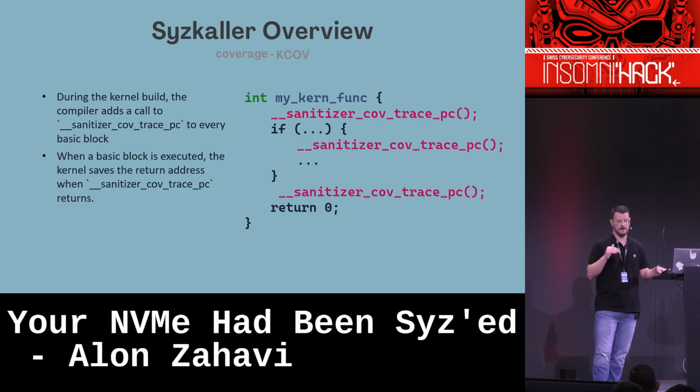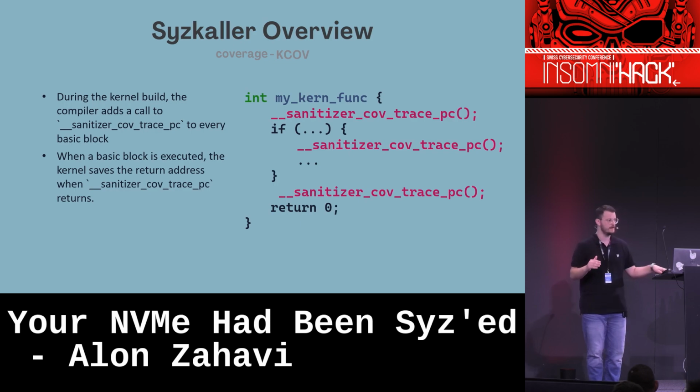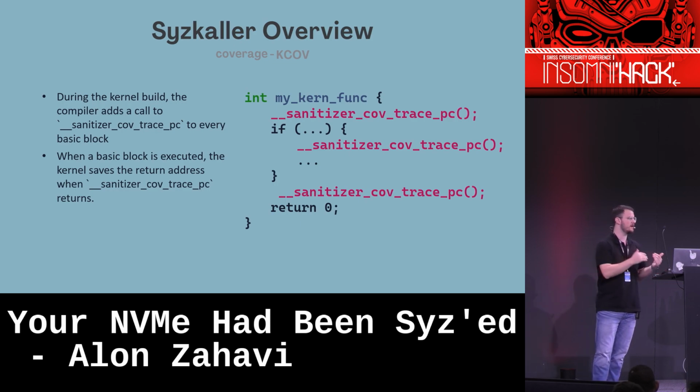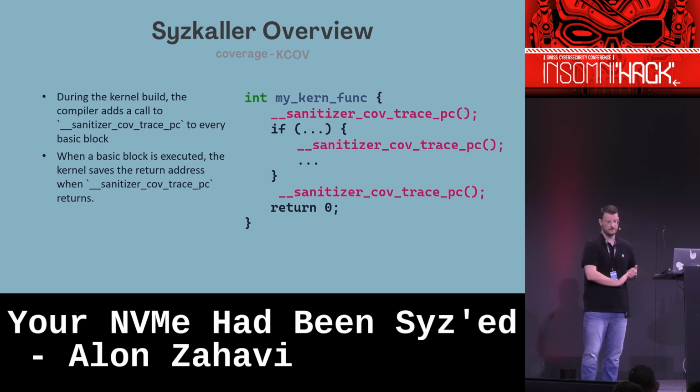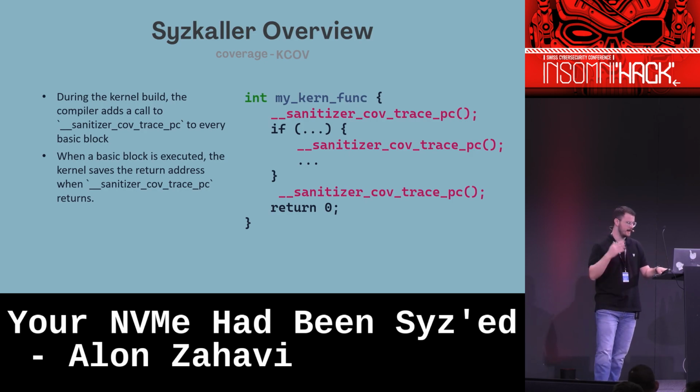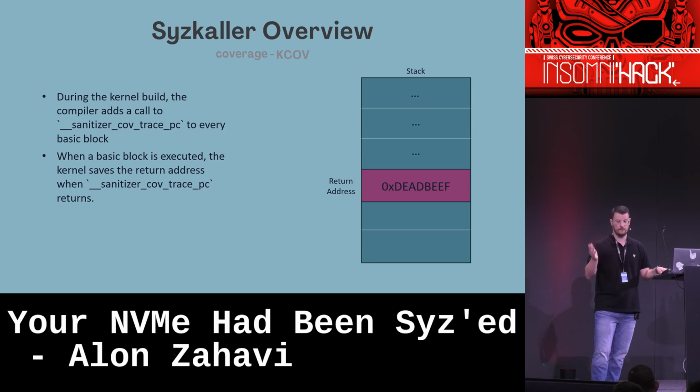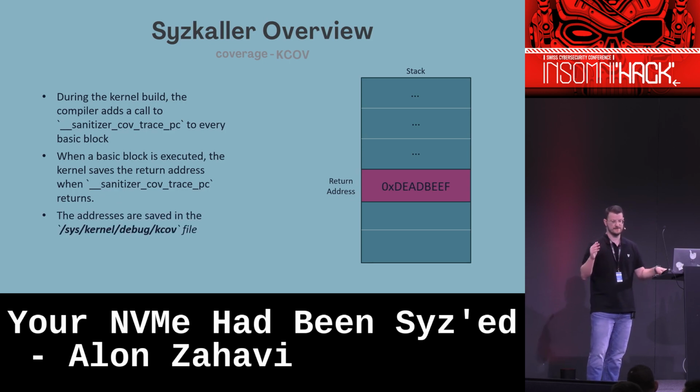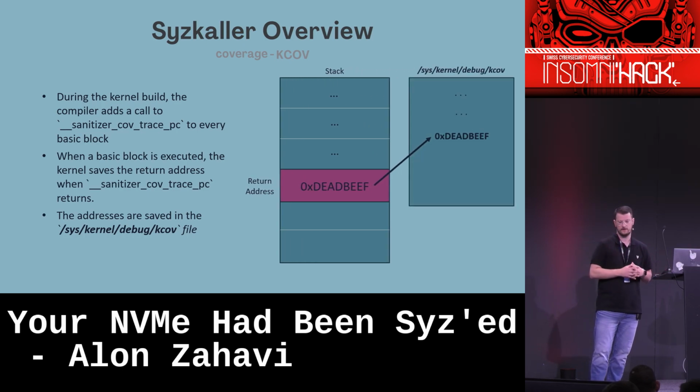Each time the kernel calls this function, it will save the return address from which we got into the function, and will save it to another file. So if we have the return address of deadbeef, and we want to save it to the sys kernel debug kcov, which is the file that the user space reads the coverage collection data from, it will be saved afterwards to this file for reading.